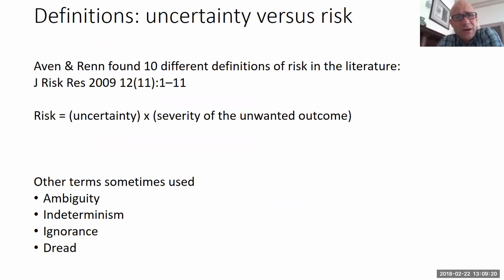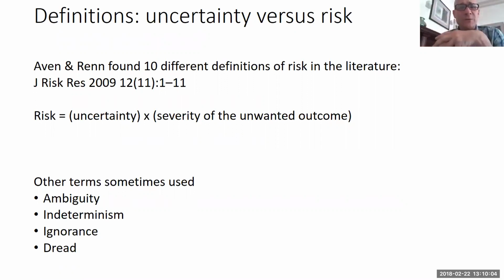In this presentation, I'm using the words uncertainty and risk as synonyms. Avon and Wren published a paper in 2009, and they identified 10 different definitions of risk in the literature. So risk can be whatever you want it to be. If there is an extra dimension of risk in addition to uncertainty, it's the idea of the severity of the unwanted outcome. But we're usually not much interested in uncertainty around outcomes that are trivial. So usually uncertainty and risk will equate to the same thing, and certainly that's the way I'm using these words in this presentation.